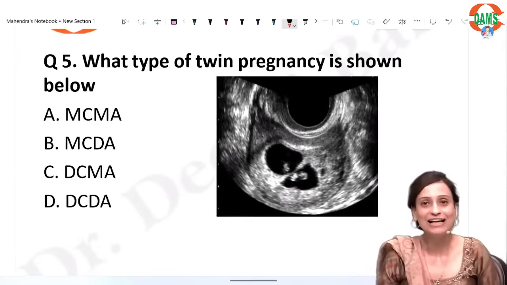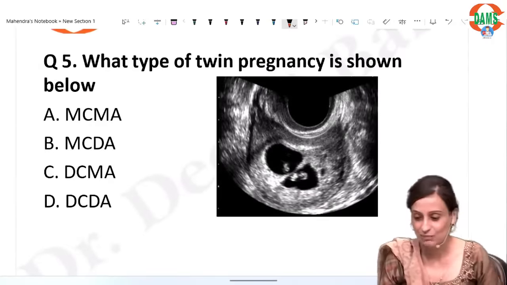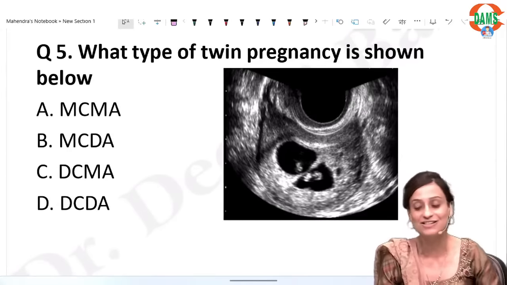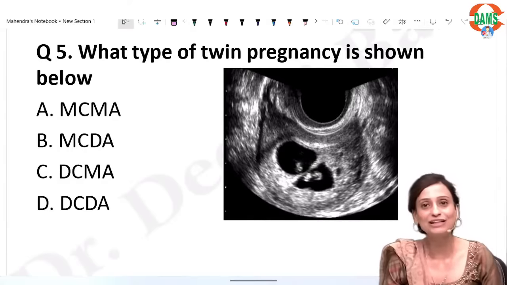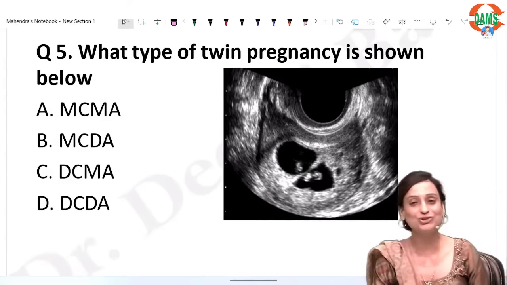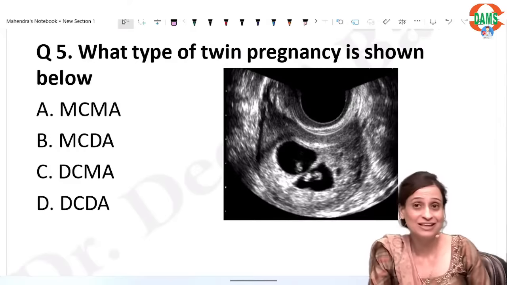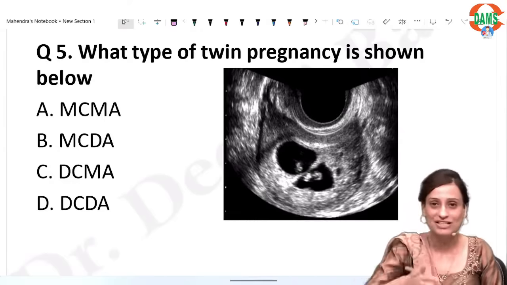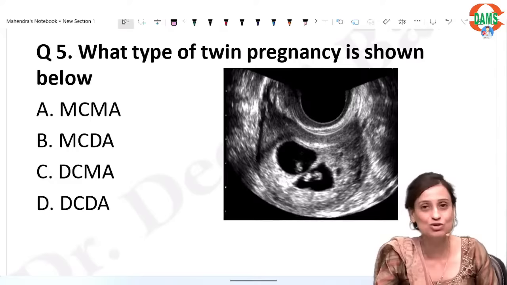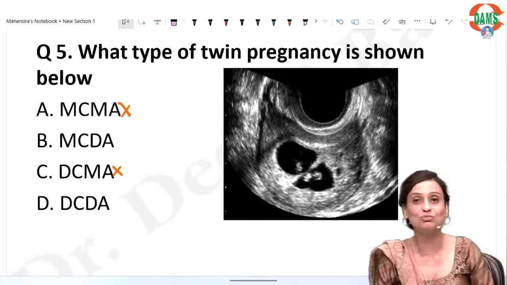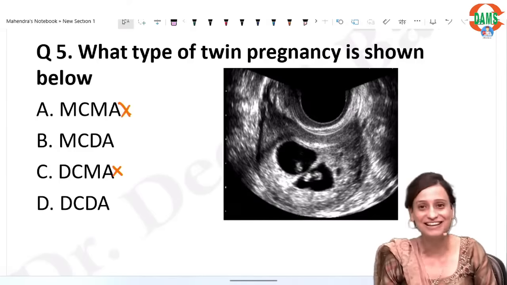Okay, what type of pregnancy is shown in the image below? So what is the type of pregnancy that you can think this is? Quickly commit your answers and then we start the discussion. Now, once you've seen it and I've given you a few seconds to answer, what you need to know is, whenever you see a dividing membrane, it has to be diamniotic. So options with monoamniotic are going to be incorrect.